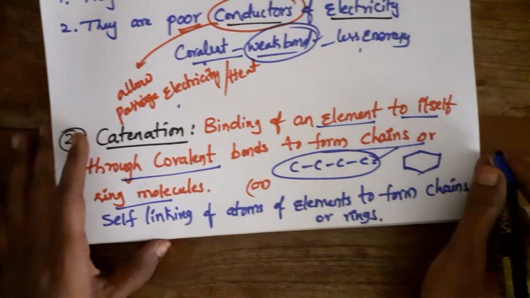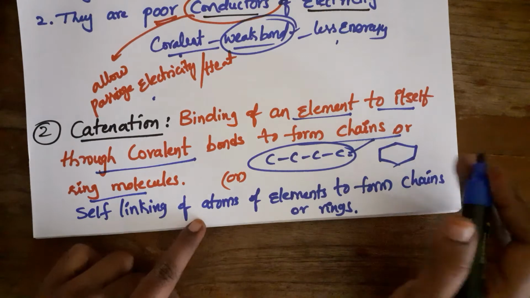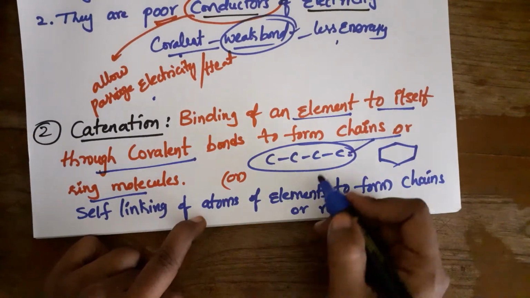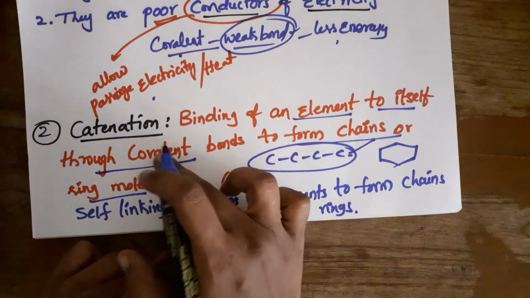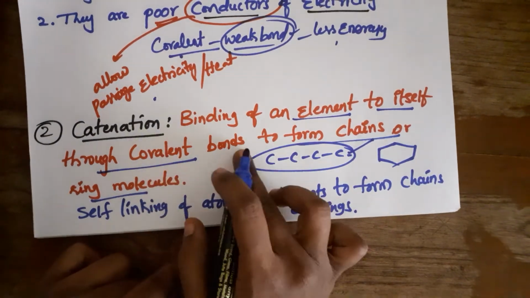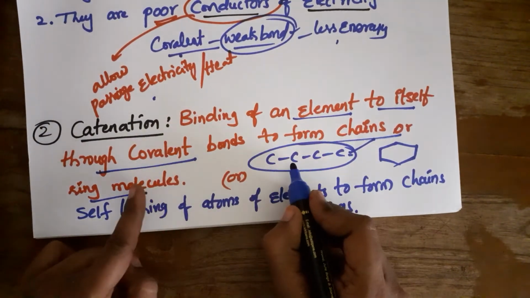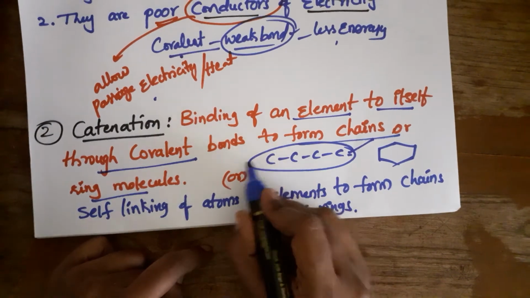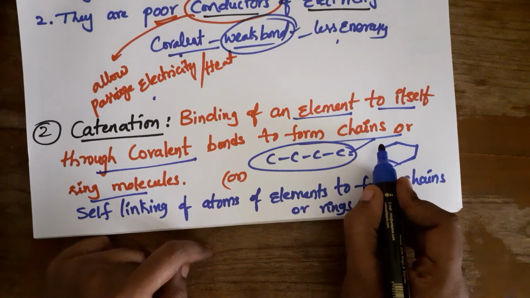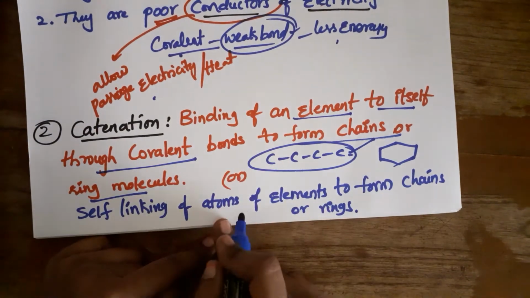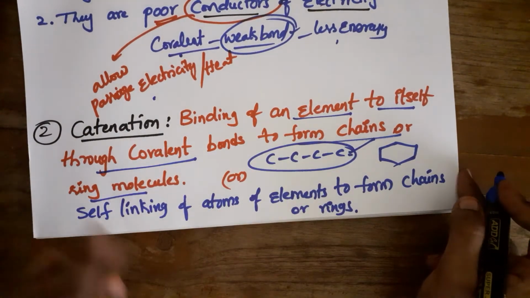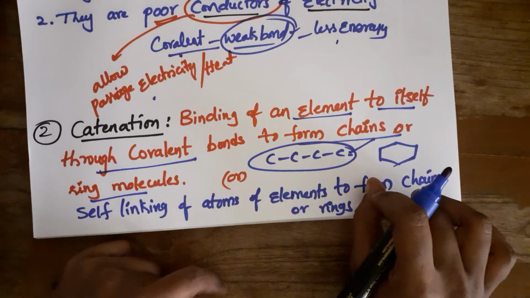This property forms long chains or ring-like structures also. Here this one is cyclohexane. They can form ring-like structures or they can form straight chains, okay. This property is called catenation. So binding of an element to itself through a covalent bond to form long-chain carbon compounds or ring molecules is called catenation, or simply self-linking of atoms of an element to form chains or rings is called catenation, okay.